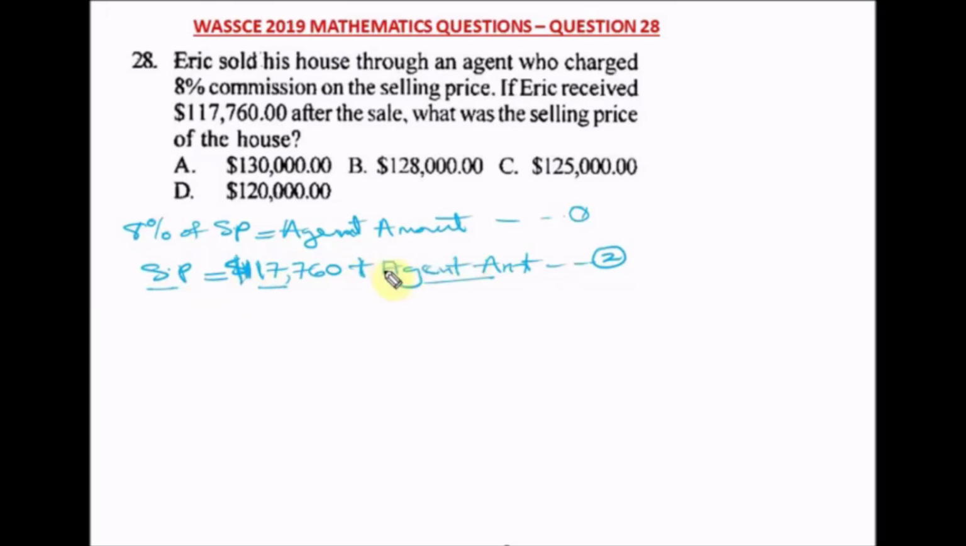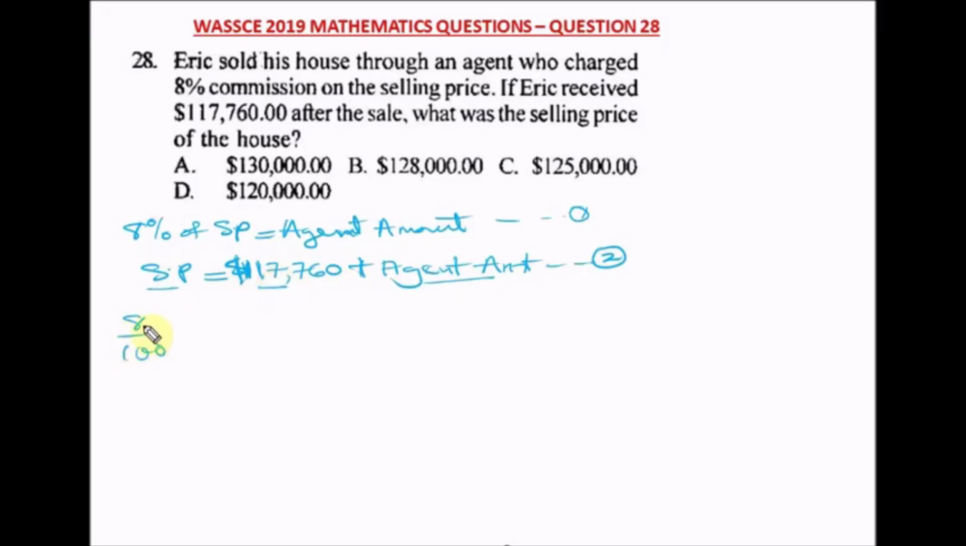All right, so from here we can easily find our selling price. We can put this SP into equation 1, where equation 1 is 8% of selling price, which is 8 over 100 times the selling price. We know our selling price as this. This is like a word problem. What we're trying to do now is look for our agent amount, and when we get our agent amount, it's easy for us to get our selling price. So this is a typical word problem.